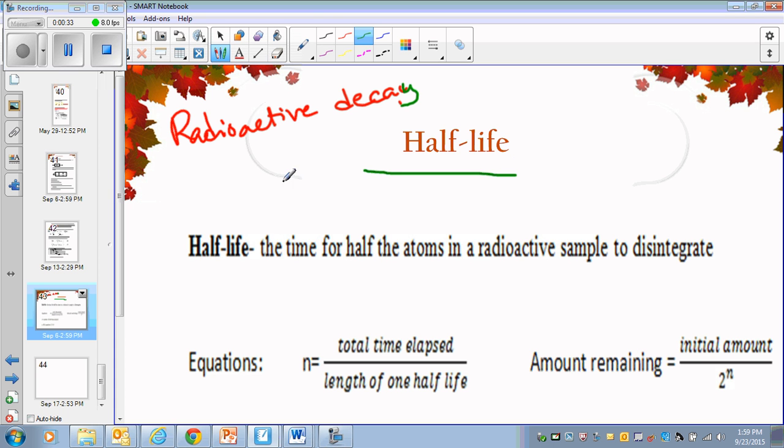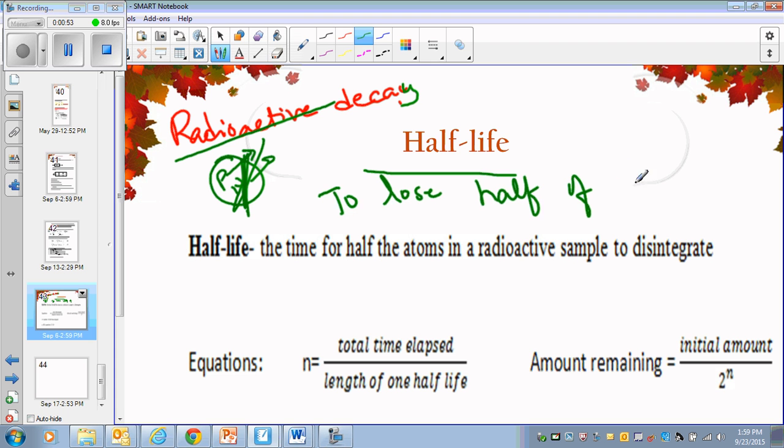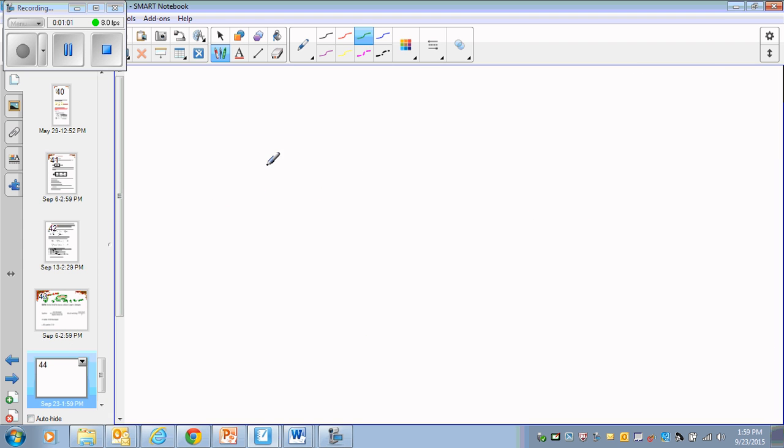We learned that the nucleus has protons and neutrons, and they give out those protons and neutrons during the process of radioactivity. While they do this, their mass is divided into half. So the time it takes to lose half of the mass is called half-life. For example, if I have 10 grams of carbon, the half-life of carbon is 5,730 years, just for your FYI.